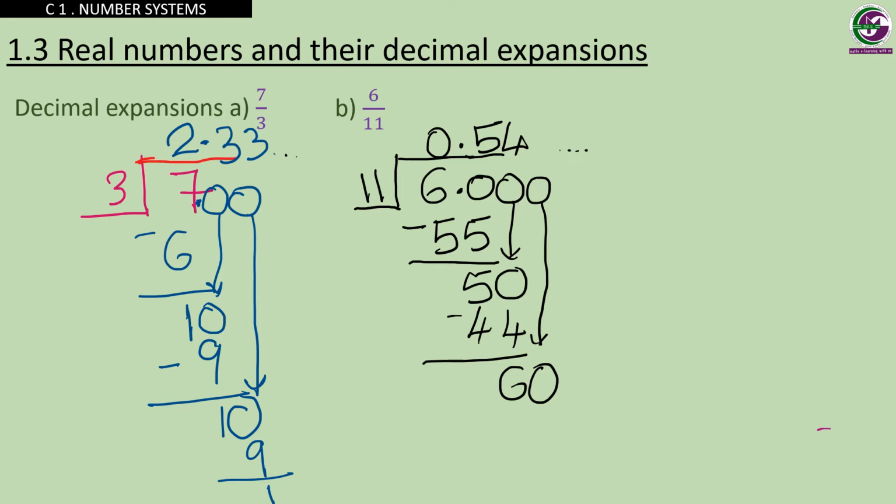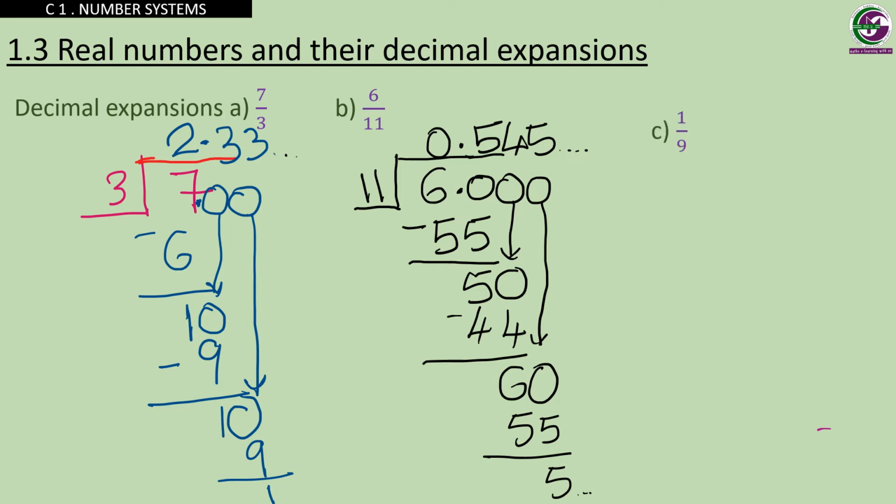How many 11s can you take from 60? Good. 11 into 5 is 55. 60 minus 55 is 5. And then again add a 0 and take it down. 50. Less than 50, how many 11s are there? 4. Okay, 11 into 4 is 44. 50 minus 44 is 6, and take the new 0 and bring it down. And then continue. You will get another 5 and it will be repeated. So it is not ending, it is also a repeating decimal.